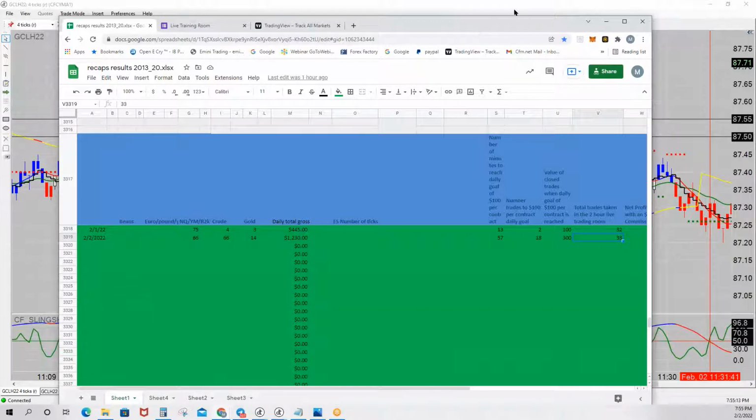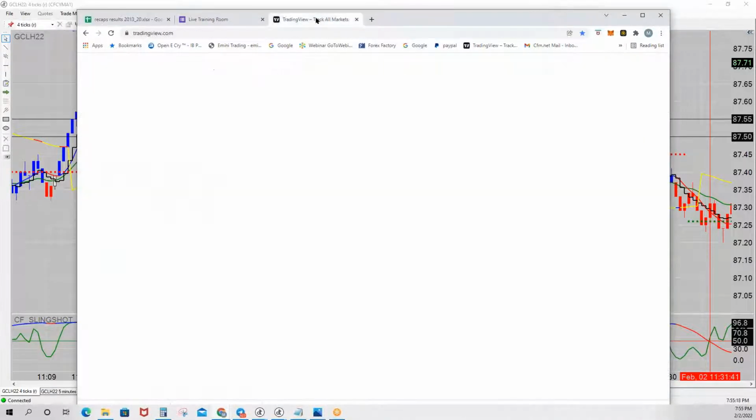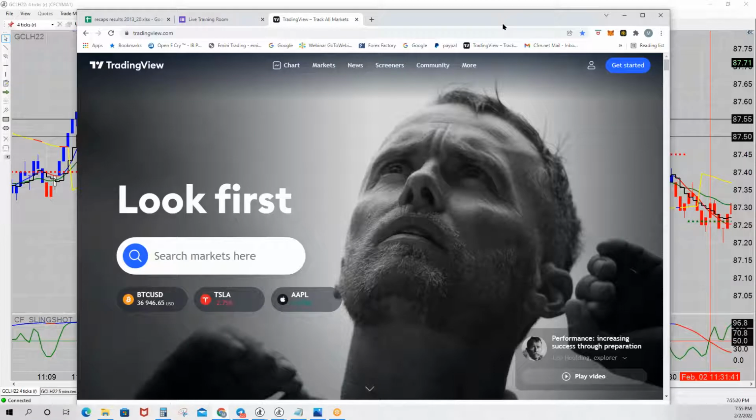So now TradingView. The free charting platform. TradingView really is free. You're going to have to sign up for it. Go to tradingview.com just like this. Do not click get started right here. Don't click that. Come over here and click on chart like this.